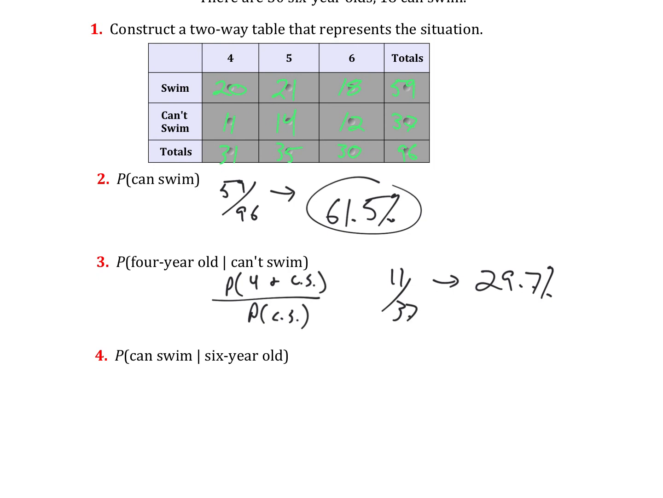Next, probability that they can swim given that they are 6-year-olds. I'm only caring about the 6-year-olds. So there are 30 total 6-year-olds, and of them, 18 can swim. So 18 people are both 6-year-olds and they can swim. Out of the 30 total 6-year-olds, we go to our calculator, we get, actually no, exactly 60%.